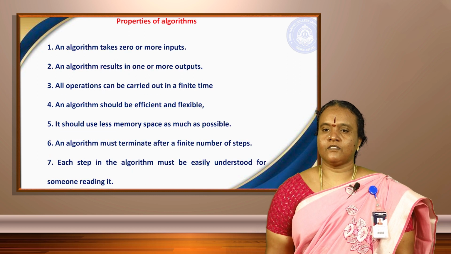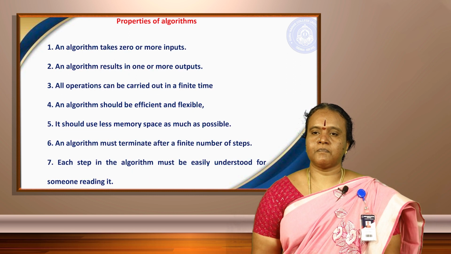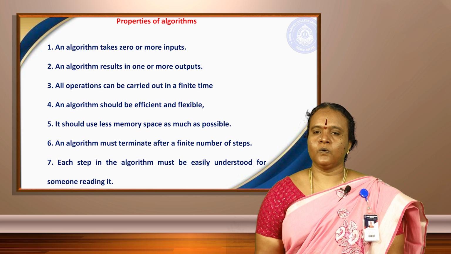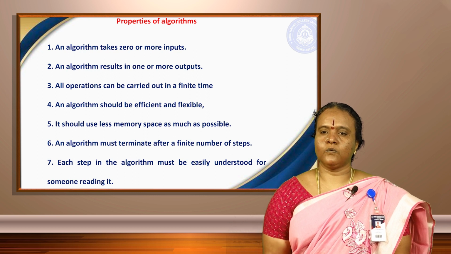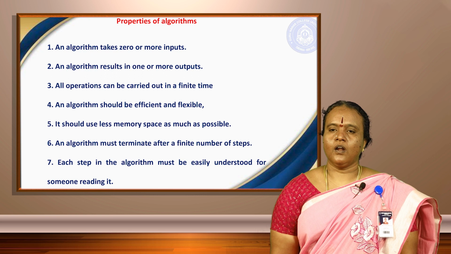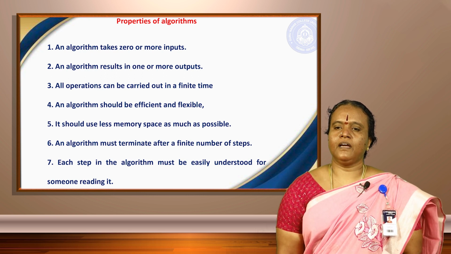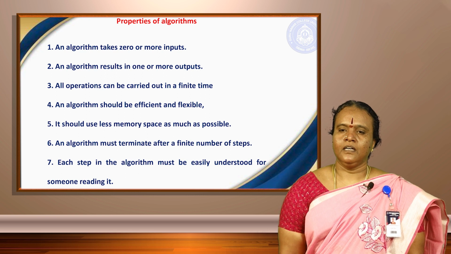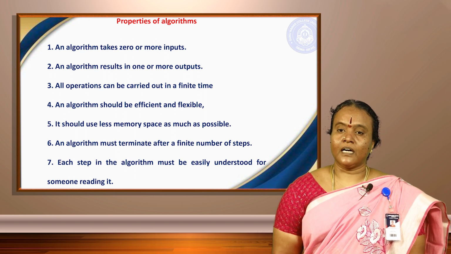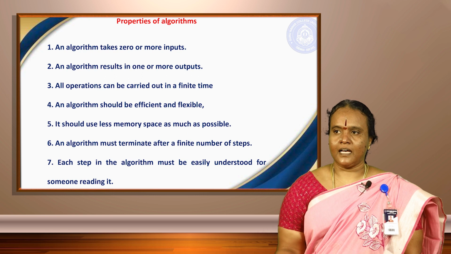What are the properties of an algorithm? An algorithm takes 0 or more inputs. An algorithm results in 1 or more outputs. All operations can be carried out in a finite time. An algorithm should be efficient and flexible. It should use as little memory space as possible.